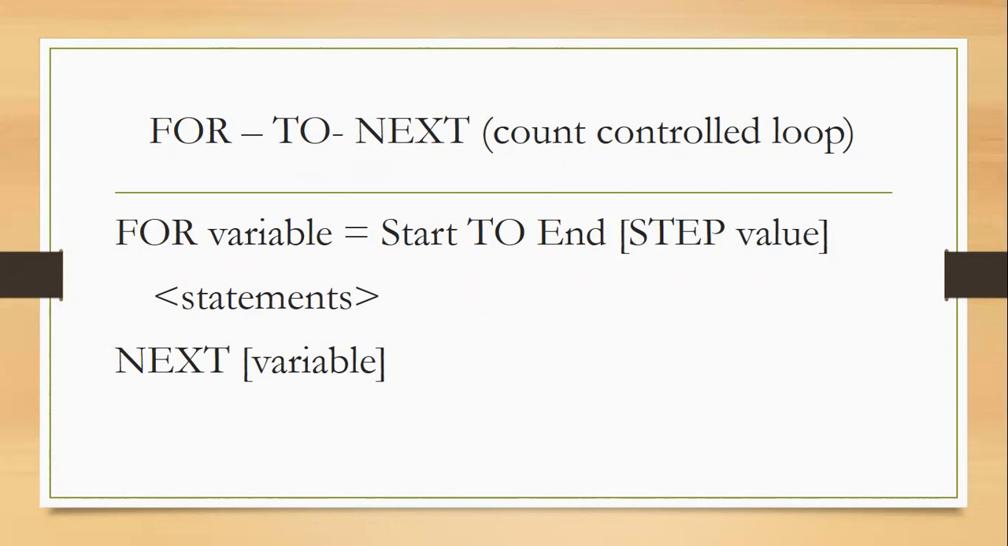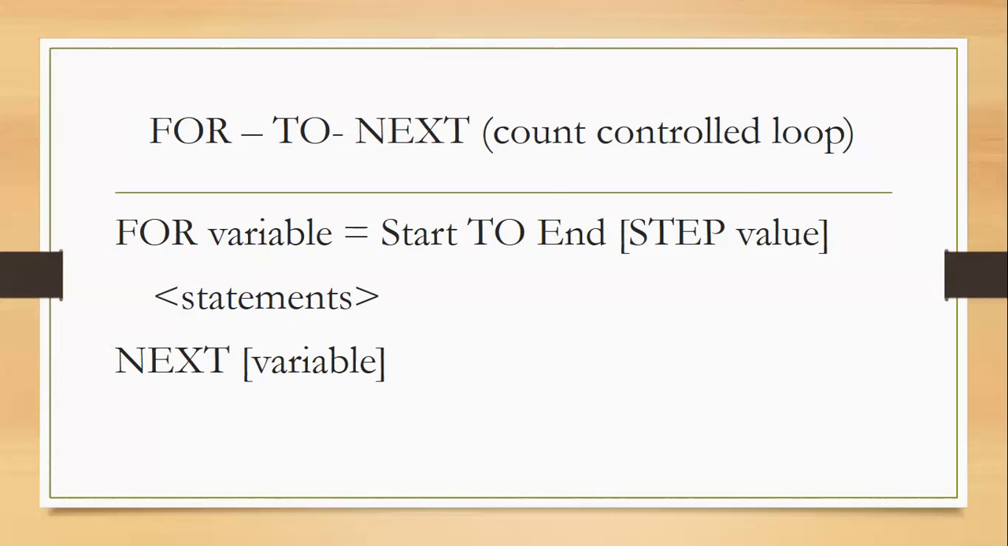And the reason is, since it is meant to perform the same task a set number of times, the value is already known to me: how many times I have to perform the activity. That is why it is called a count control loop. The syntax of this for loop is written: for variable equals start to end. And then we also specify the step value. Then we write down the statements, and then we end this for loop with the help of next.